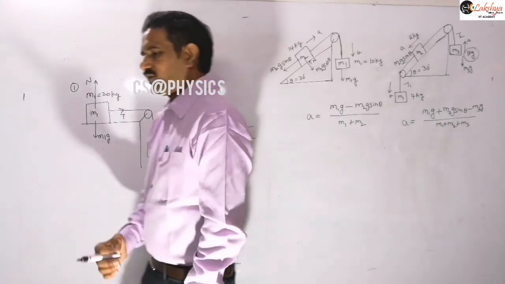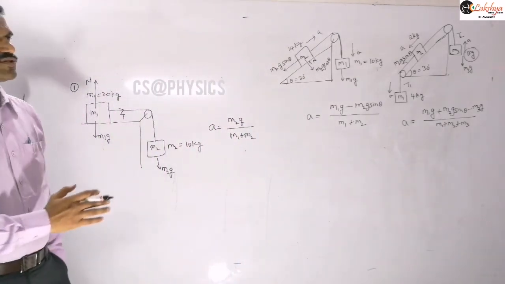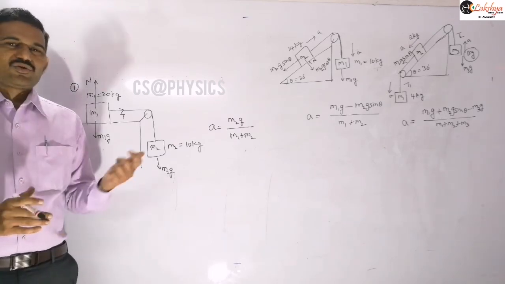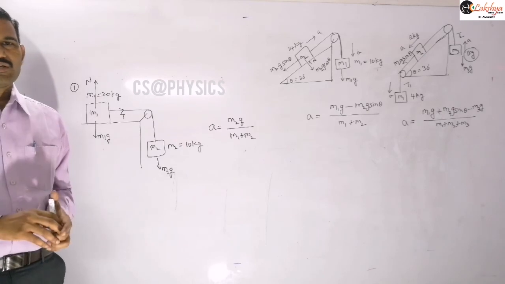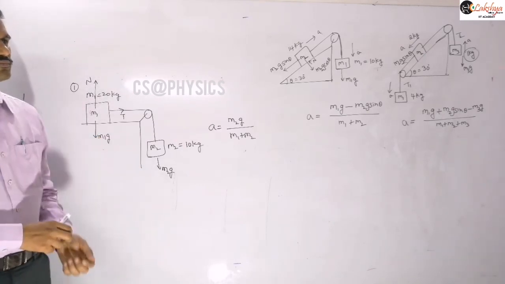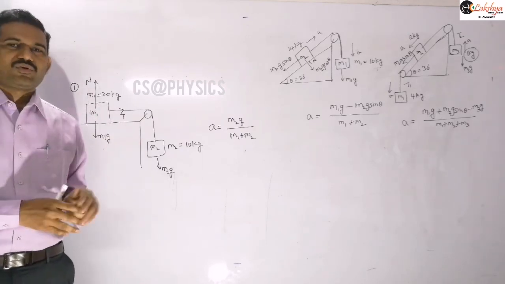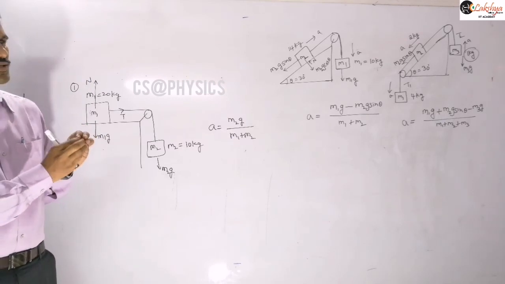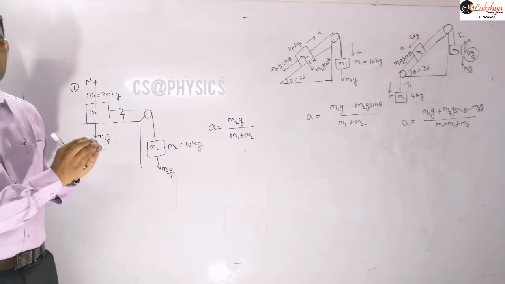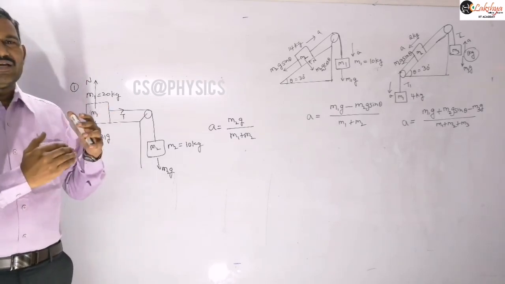So it is a simple way of solving simple problems based on pulleys. Once you know how to write the acceleration of the system directly, you can answer these pulley problems easily. So now solve the problems based on this. In the next class, I will explain some more problems based on pulleys. In this class I am interested in giving clarity about how to write the acceleration of the system directly, with no need of writing the free body diagram.